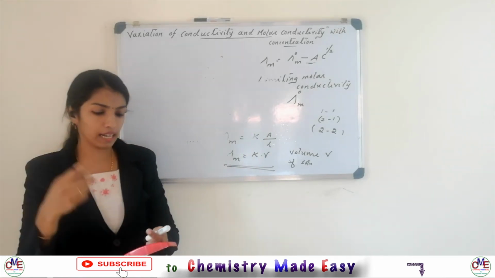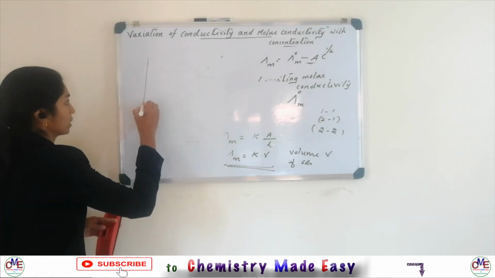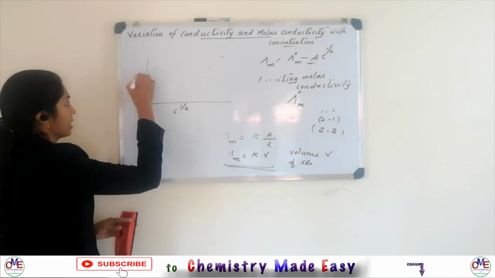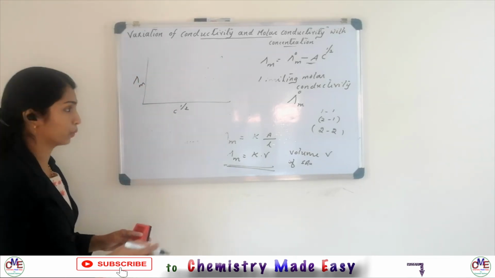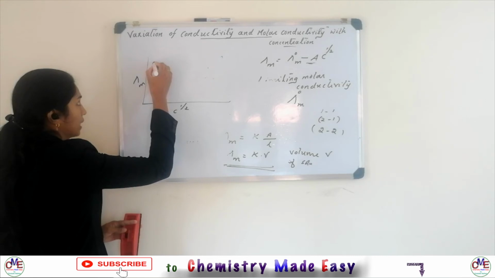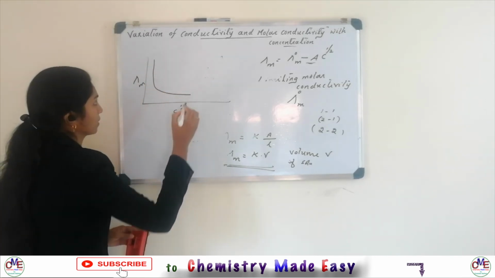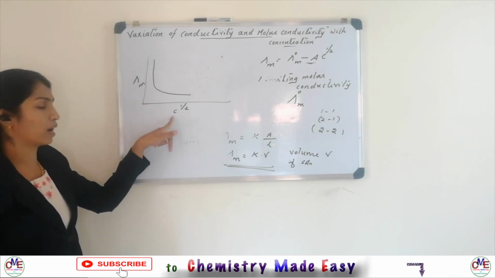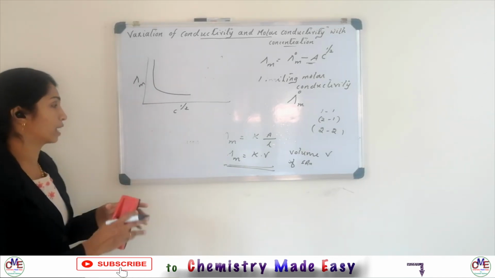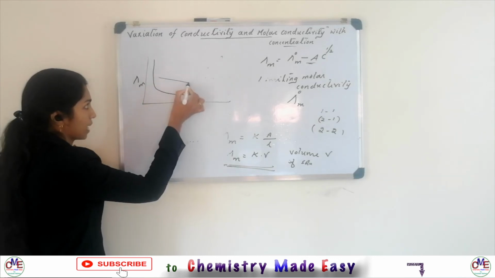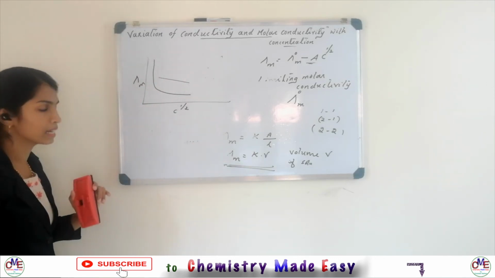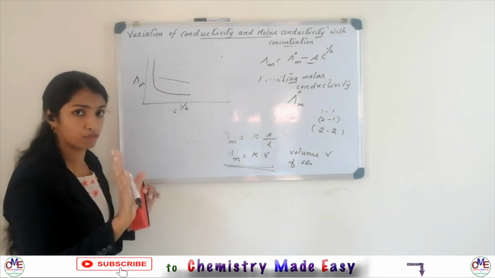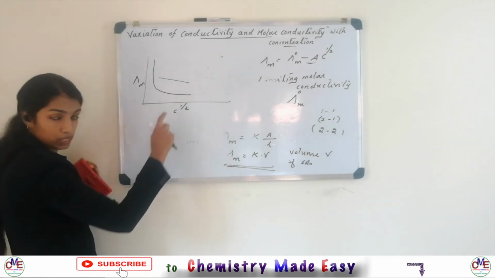So, in the case of a weak electrolyte, what happens? If you draw the same graph, putting root C and molar conductivity value, if the electrolyte is a weak electrolyte, we will get a graph like this. This is the variation of molar conductivity value with the concentration in the case of a weak electrolyte. If it is a strong electrolyte, the graph was like this. If it is a weak electrolyte, the graph is not a straight line, the graph will be like this.